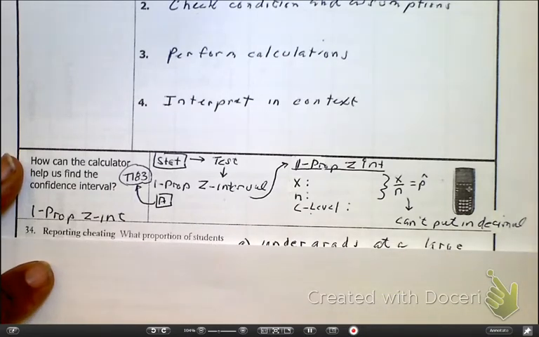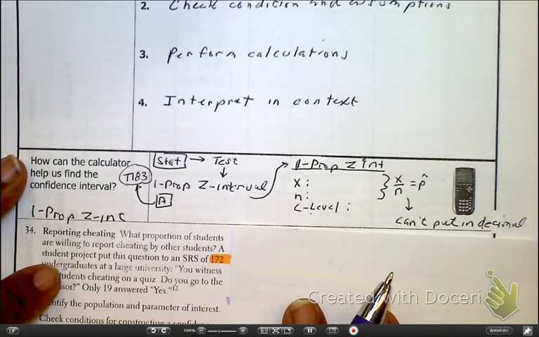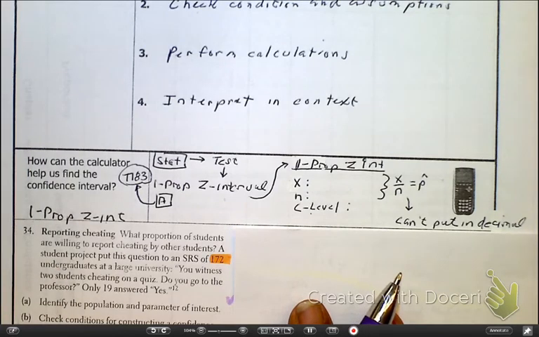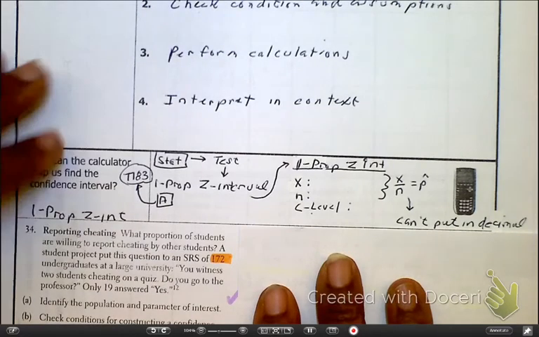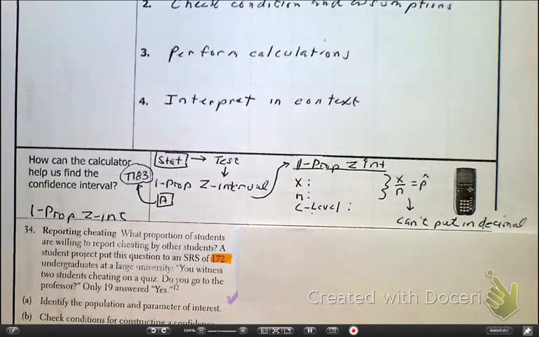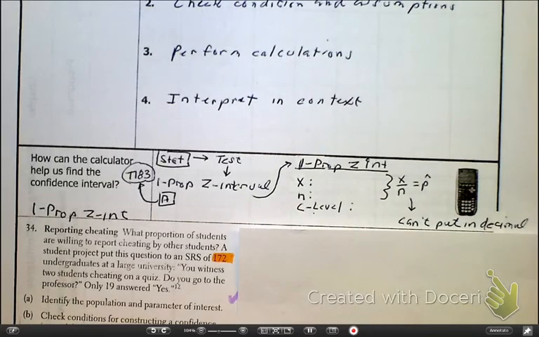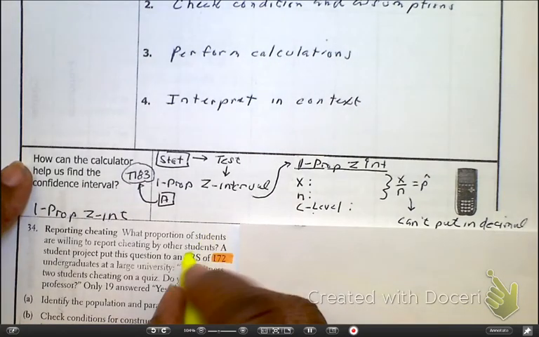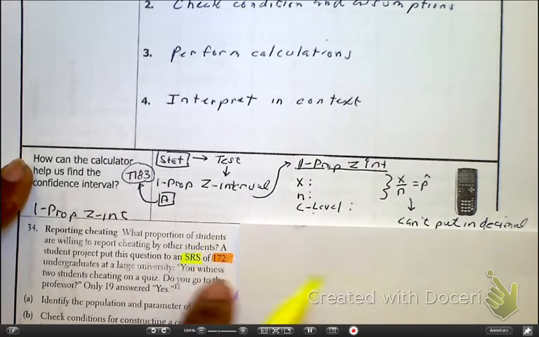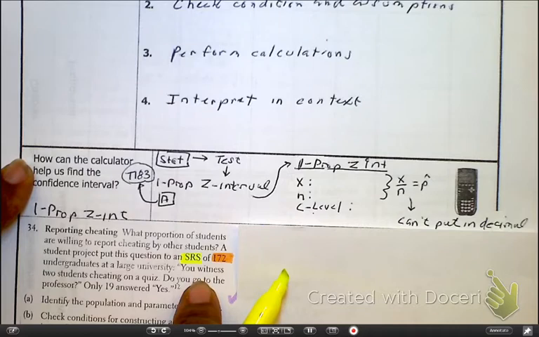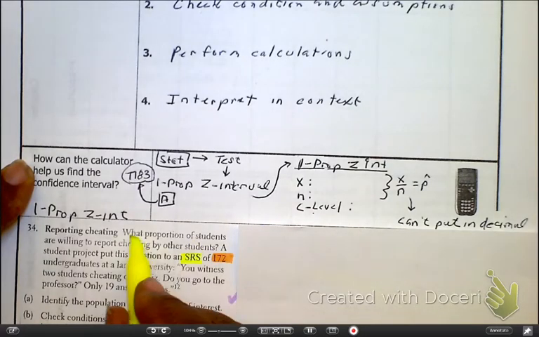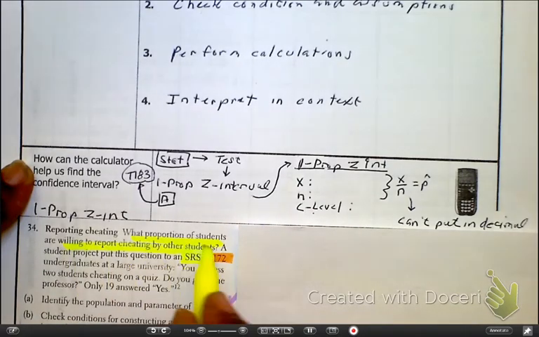Now, please take a moment to read number 34. And as you read number 34, highlight key information. Okay, so as we look at number 34, please notice we have an SRS. Thank you. There's one of the conditions of 172. We're talking about what proportion of the students are willing to report cheating. That is the overall big question.